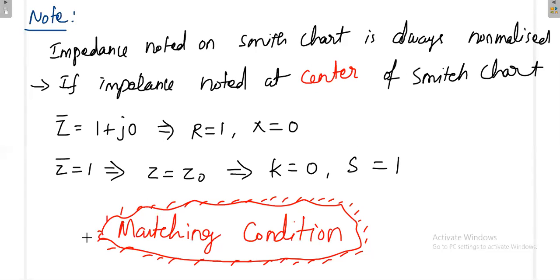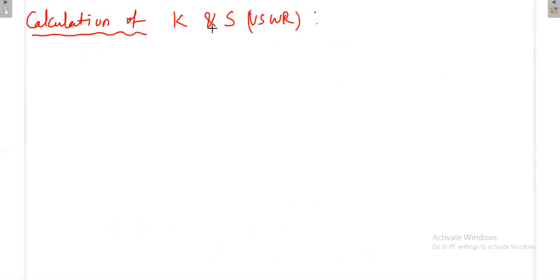Next, how to calculate the reflection coefficient and VSWR from the Smith chart. Calculation of reflection coefficient K and S, VSWR. S means what, sir? Voltage standing wave ratio. How to calculate reflection coefficient and VSWR.